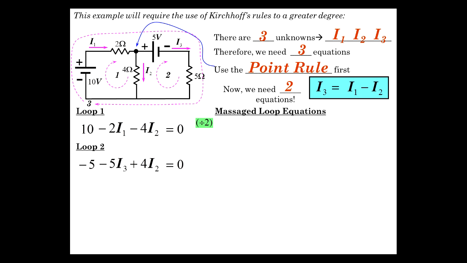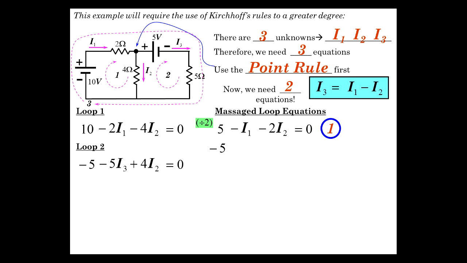Now, basically, what we would like to do is make one of the coefficients the same in both equations so that one of the variables drops out. So I'm going to divide loop 1, that equation, by 2. We get 5. Actually, this lends itself to just dividing by 2. All I'm doing right now is dividing this by 2 in order to make it simpler. So 5 minus I1 minus 4I2 equals 0. And that's equation 1.